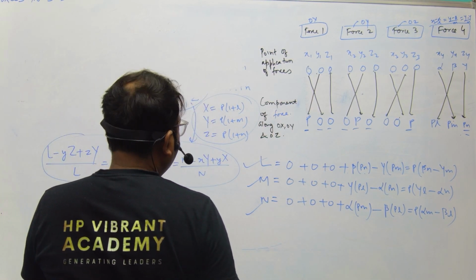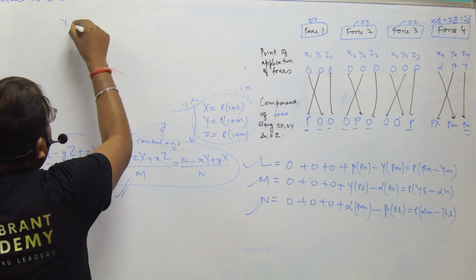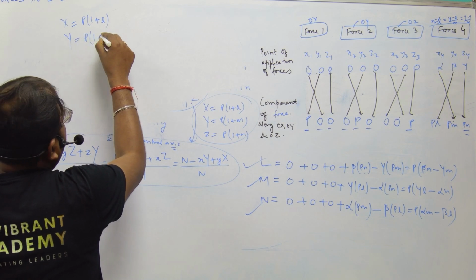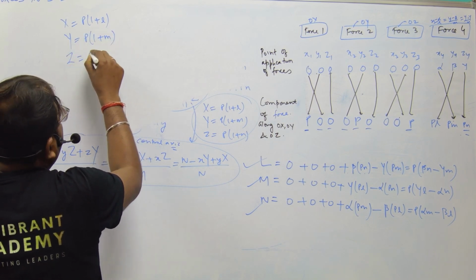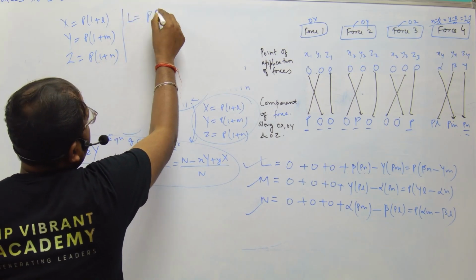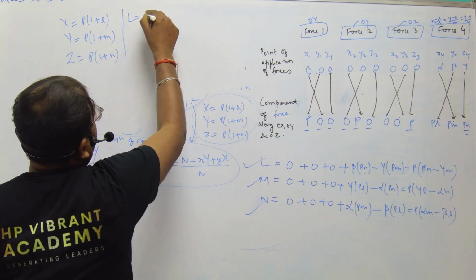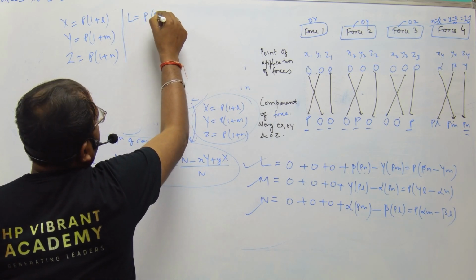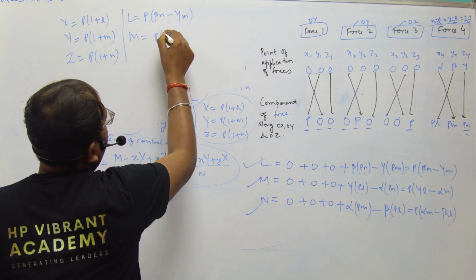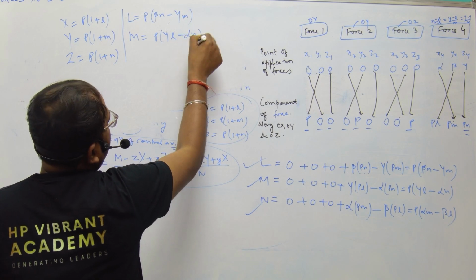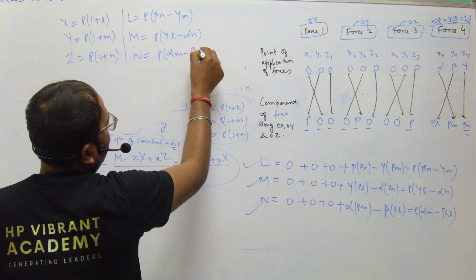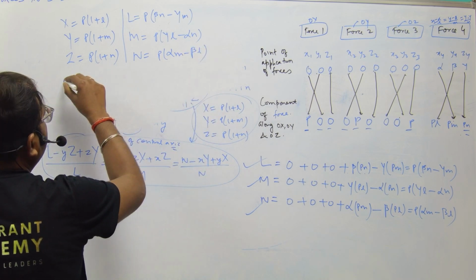So we have the value of capital X as capital X is equal to P times (1 plus l), capital Y is equal to P times (1 plus m), capital Z is equal to P times (1 plus n), and we have L is equal to P times (beta n minus gamma m). Okay, m is equal to P times (gamma l minus alpha n), and n is equal to P times (alpha m minus beta l). Okay, now let us place all these values in this one.